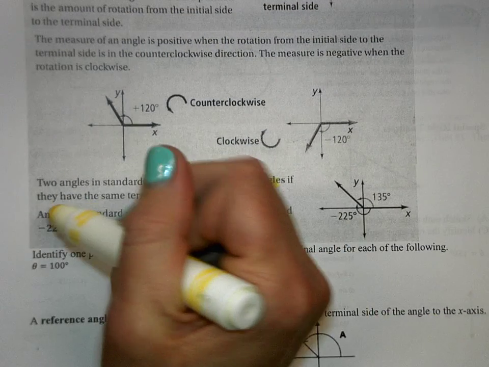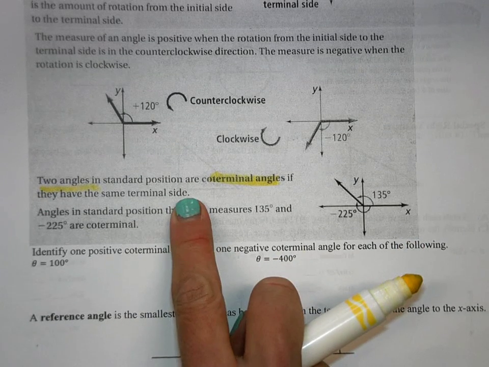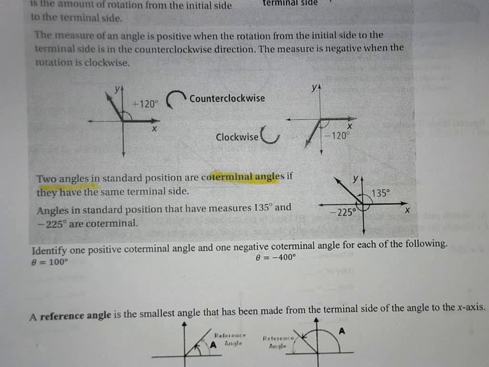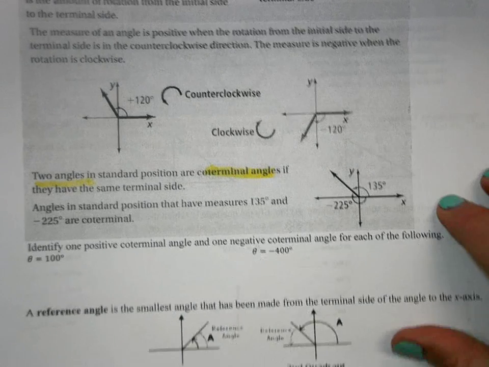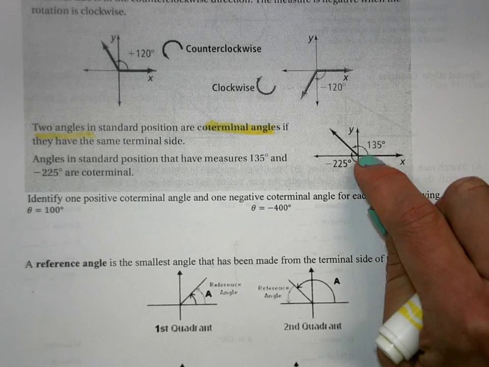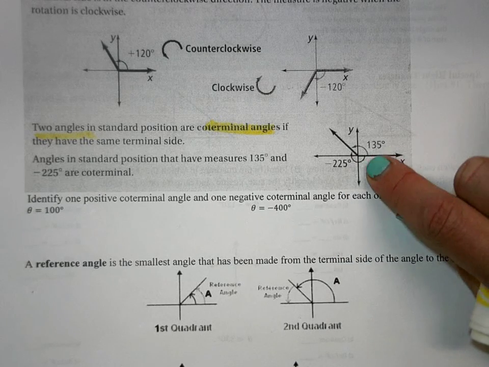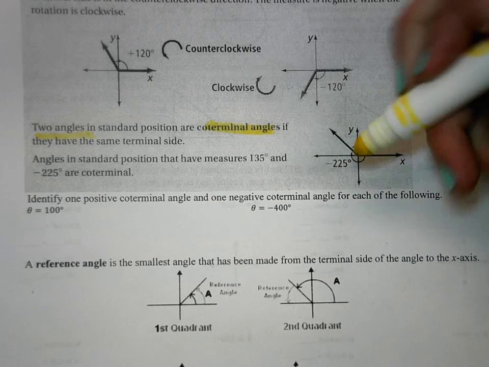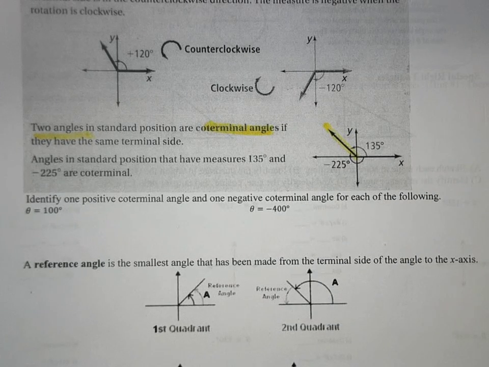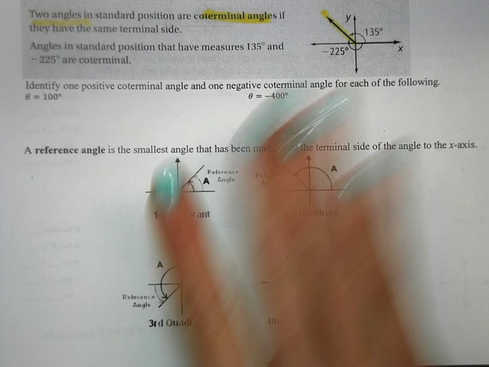If two angles in standard position have the same terminal side, they are coterminal angles, meaning they're terminating or ending at the same point. If you look at this picture, these are coterminal angles. One is positive and ends at 135 degrees. One is going negative and ends at negative 225 degrees. Those are coterminal because they terminate at the exact same spot. Does that make sense?